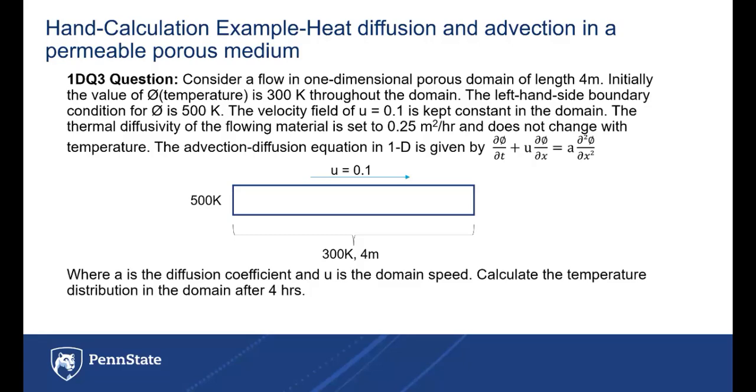We need to consider a flow in a one-dimensional porous medium 4 meters long, and the value of phi, which stands for the temperature, is 300 Kelvin throughout the domain. On the left-hand side, the boundary condition for phi is 500 K. The velocity field U equals 0.1 and is kept constant in the domain. The thermal diffusivity of the material is set to 0.25 square meters per hour and does not change with the temperature.